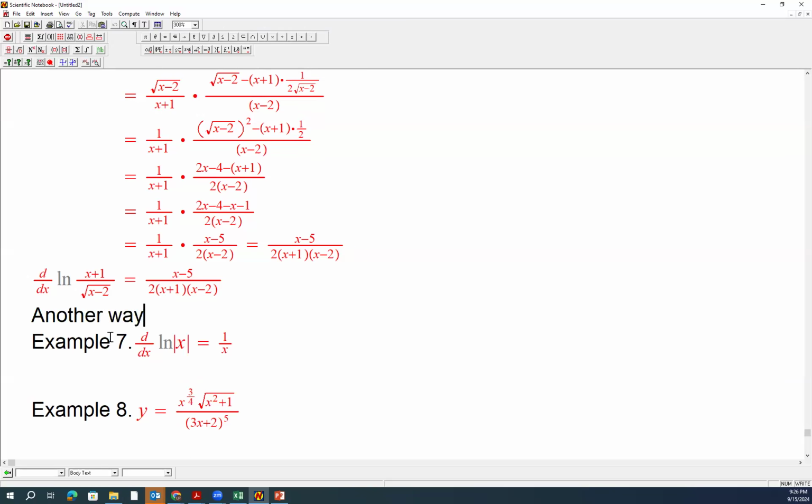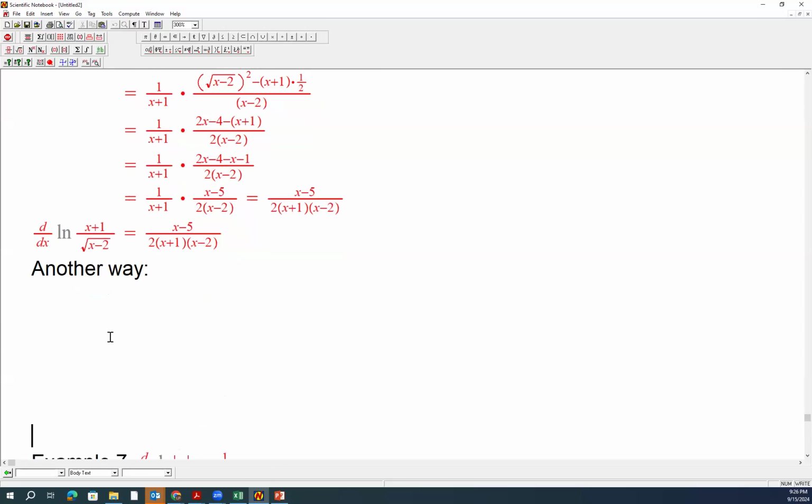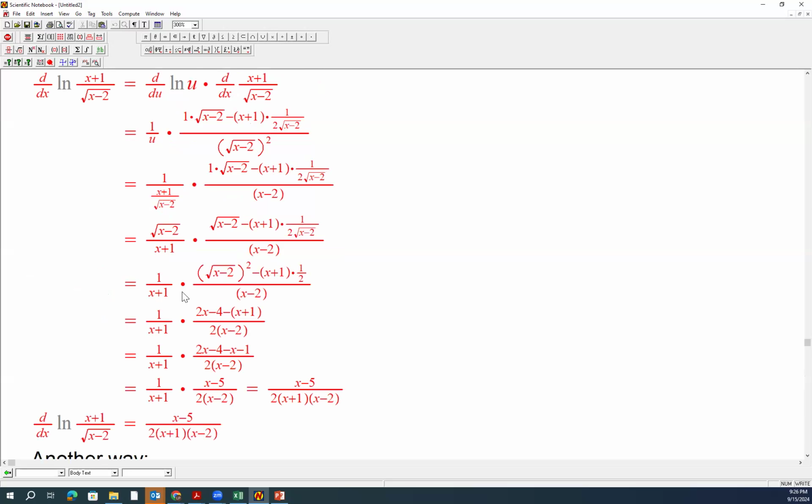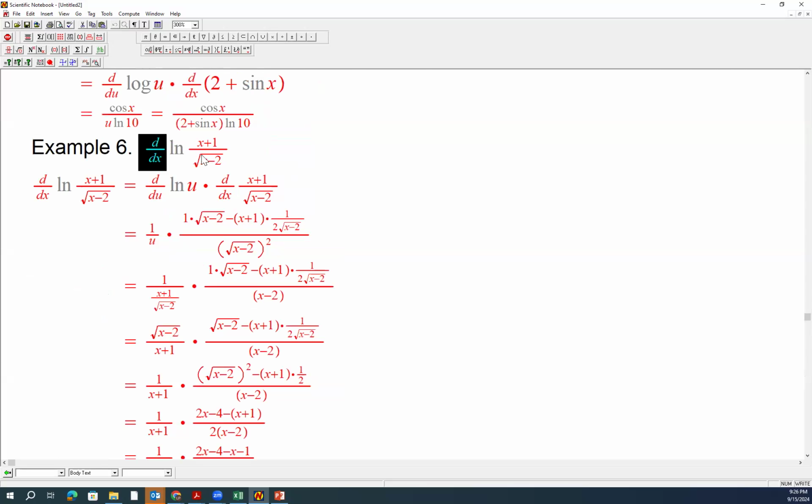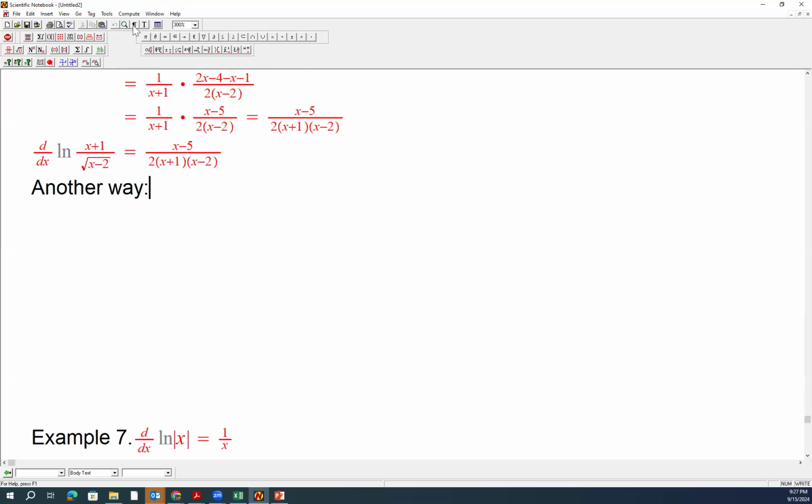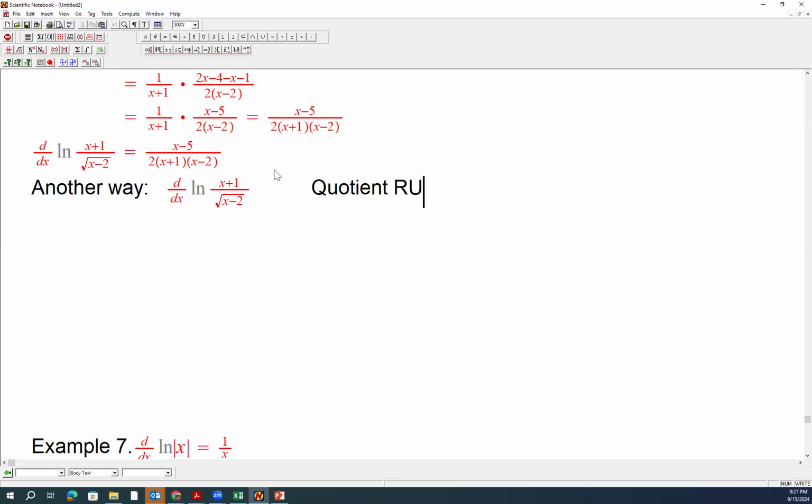We actually have another way to do example number 6. How do we do that? Okay, we're going to apply the quotient rule of logarithm.